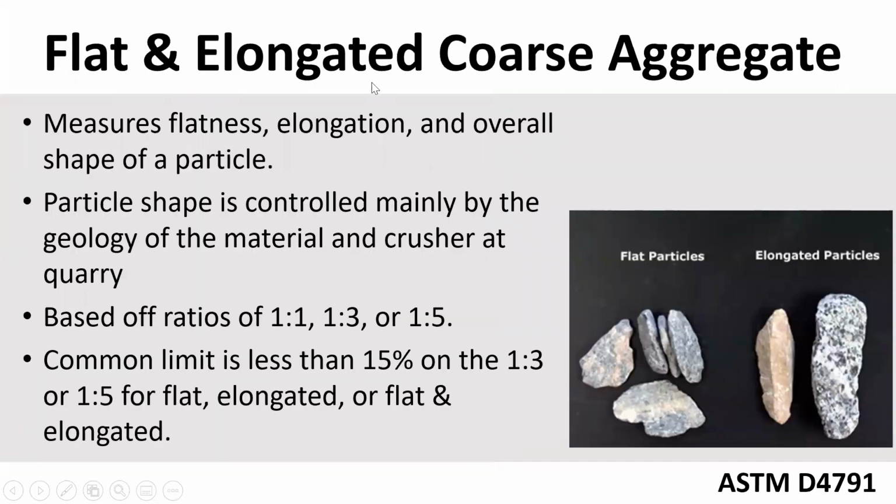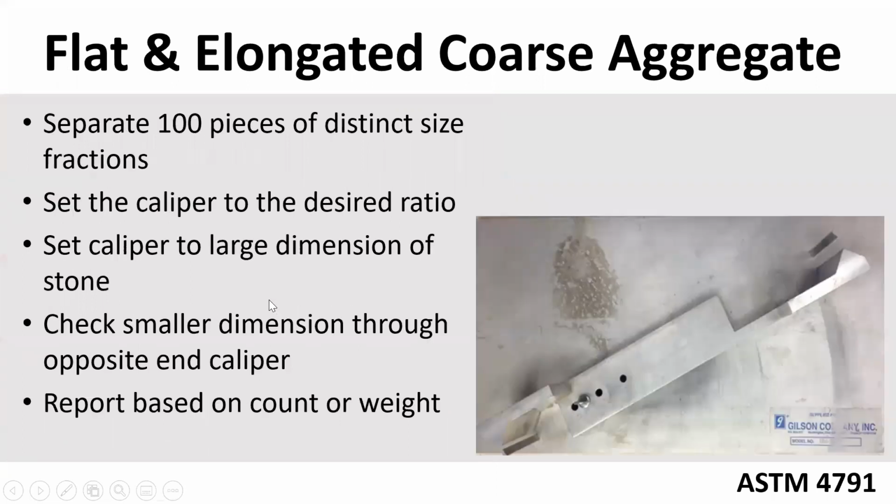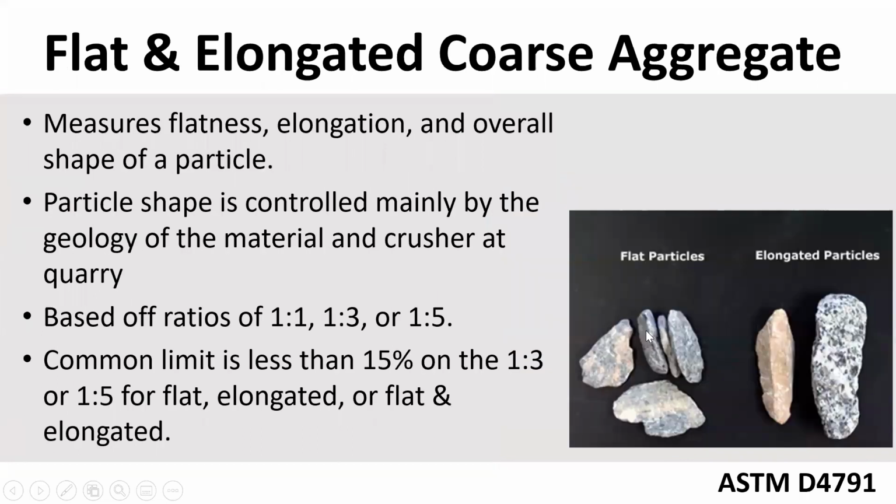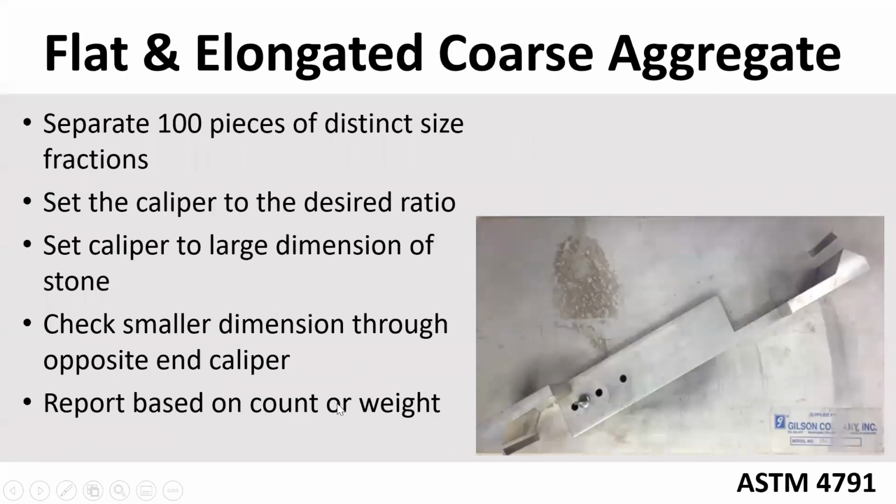For flat and elongated for your coarse aggregate, you can do pretty much the same thing. We can actually take it off this measurement device here, and you can measure the ratio to figure out if you have flat particles or elongated particles, or if they're both flat and elongated. So you can do both, and there's some specs out there for flat, or flat and elongated, or just elongated. So be aware of that.